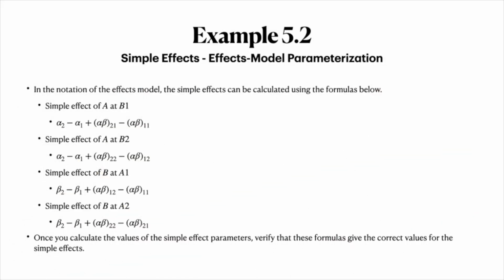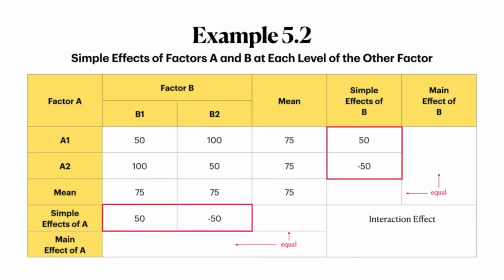And then finally, we can calculate the simple effects using the effects model parameters and their values as well. Now, again, these effects model parameters, their values were not given to us in the statement of the example. I'm wanting you, as an exercise, to calculate their values. And so once you do that, then plug them into these four formulas and verify that you get the same values as we got using the other calculations. And so make sure that you get these values that I've highlighted here in the table.